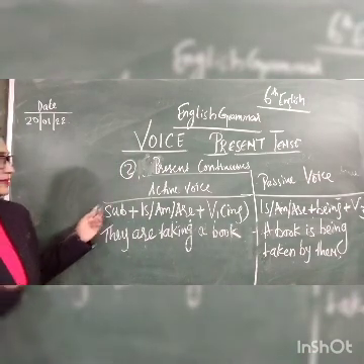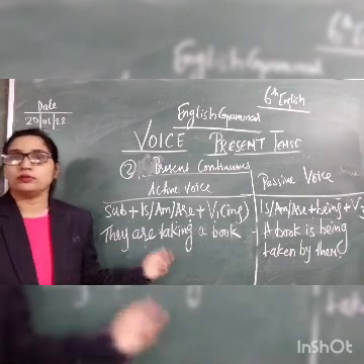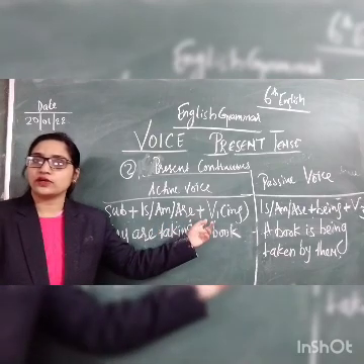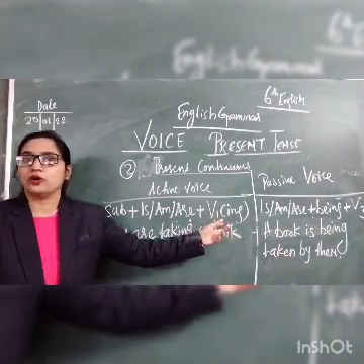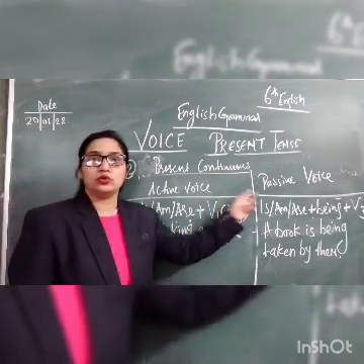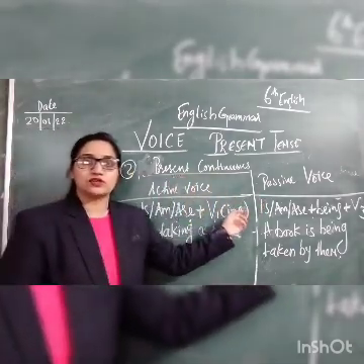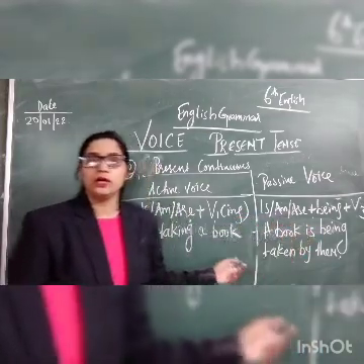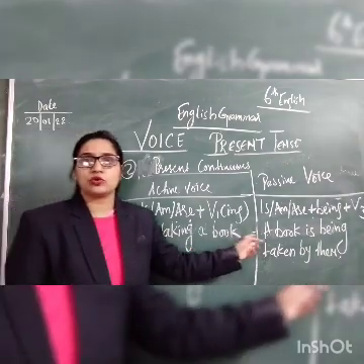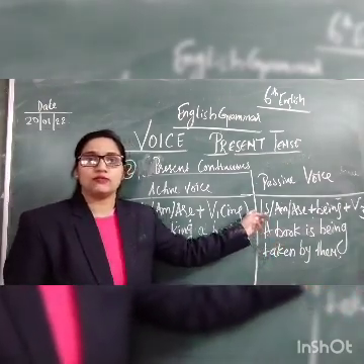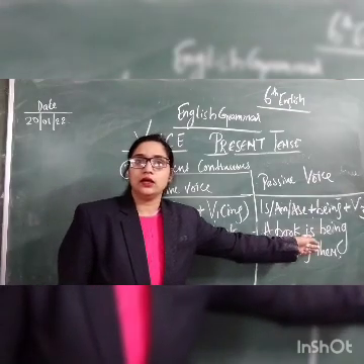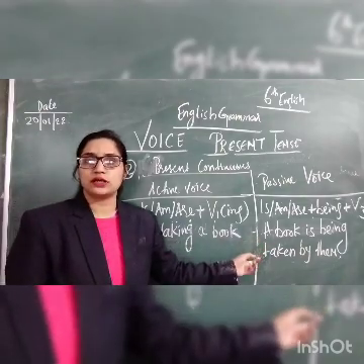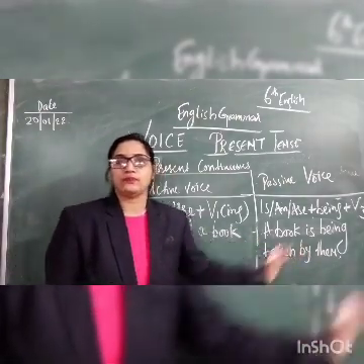So this is present continuous form. Its active form, its structure is subject plus is, am, are, verb first form with its ing form. But when we change it into passive, the structure will be is, am, are plus being plus third form of the verb. Here the object is a book. So a book, according to this subject, we use here is being, third form of the verb. So here the verb is take. The third form is taken by them.